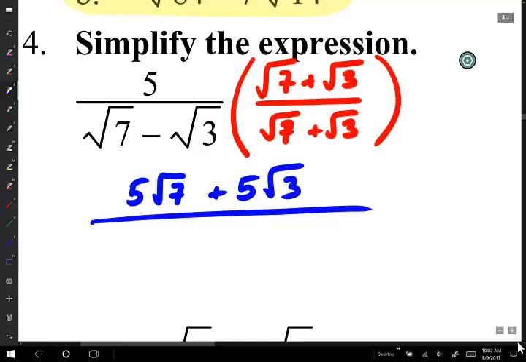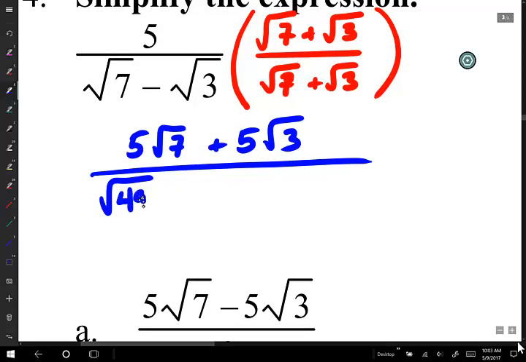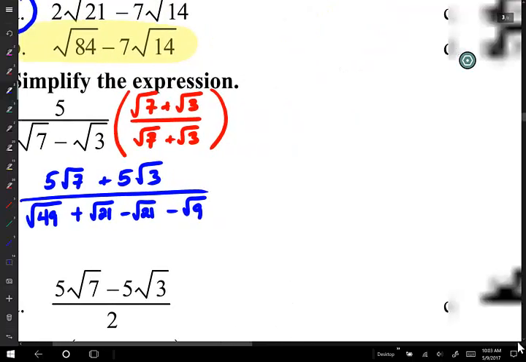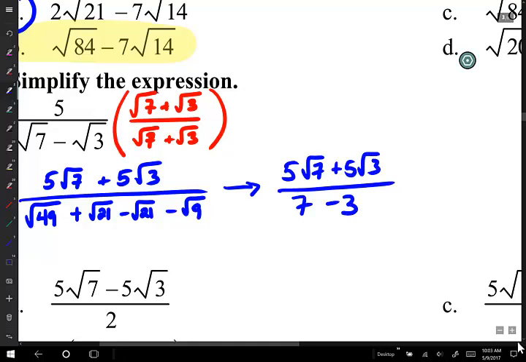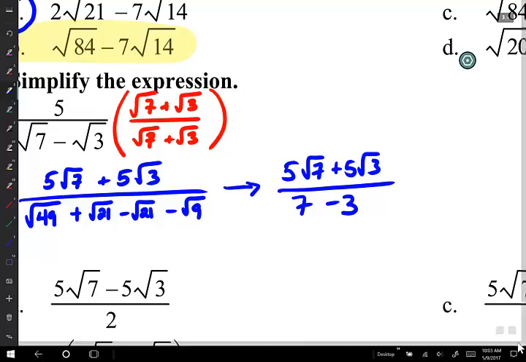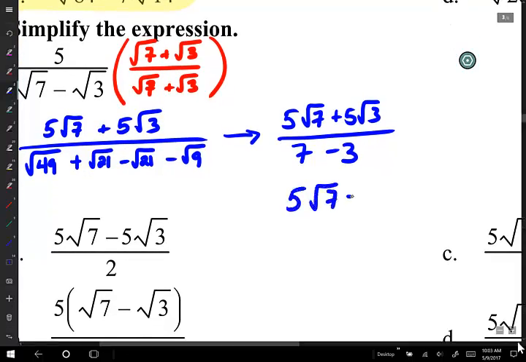On the bottom, what's the square root of 7 times the square root of 7? Square root of 49, which will be 7, plus the square root of 21, minus the square root of 21, minus the square root of 9. Now, that simplifies a whole lot. The top stays the same, but the bottom becomes 7 minus 3. Because, Andy, those middle two radicals drop out. Giving me an answer of 5 square root of 7 plus 5 square root of 3 all over 4.